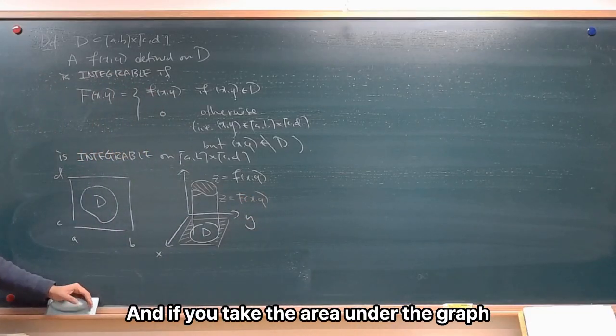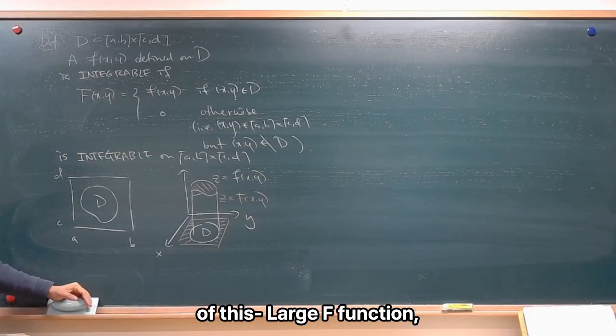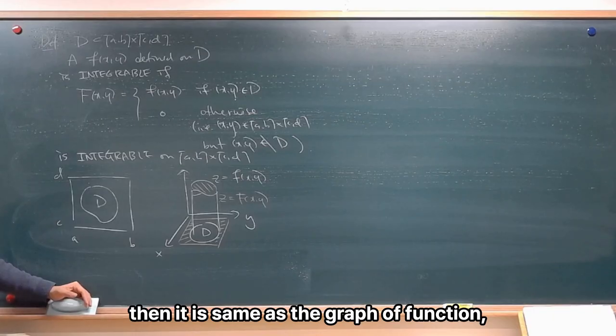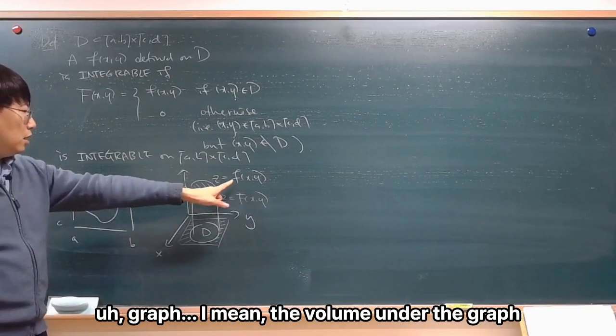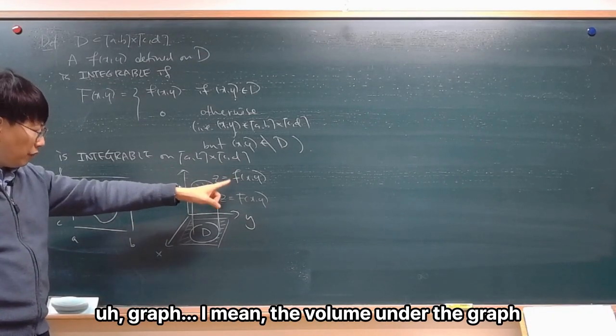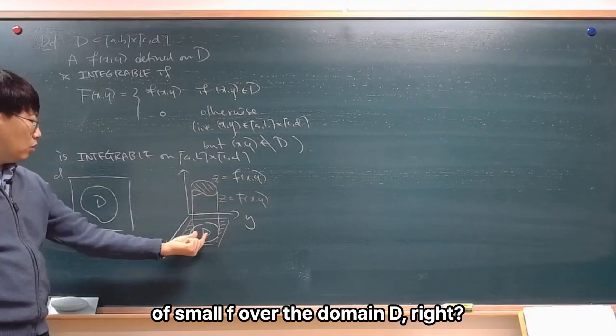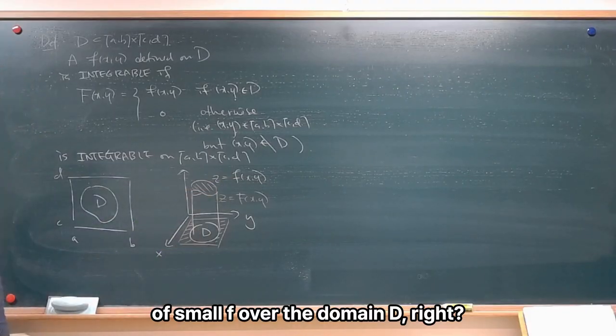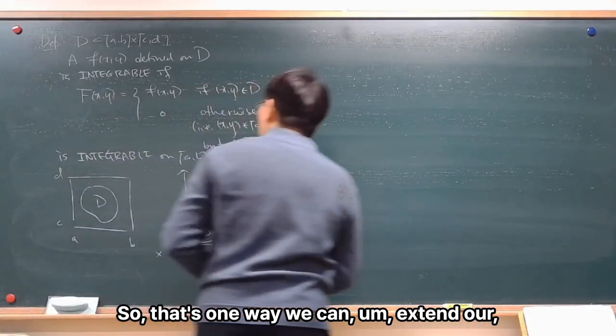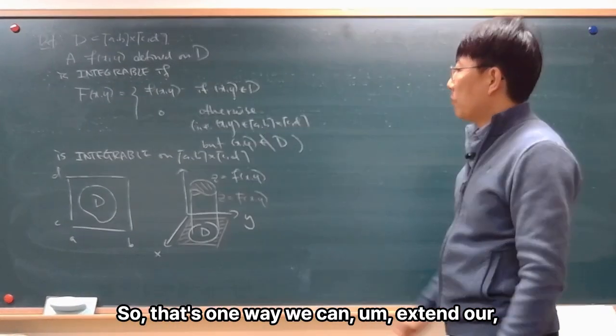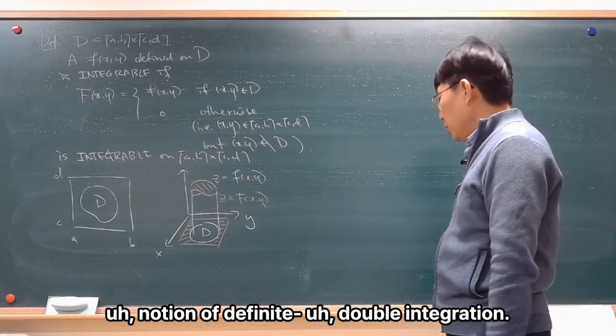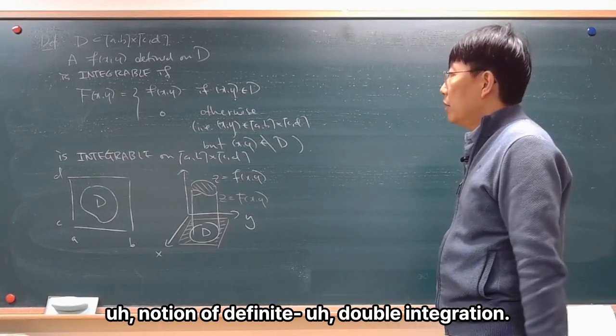And if we take the area under the graph of this large f function, then it is the same as the volume under the graph of small f over the domain D, right? So that's one way we can extend our notion of definite double integration.